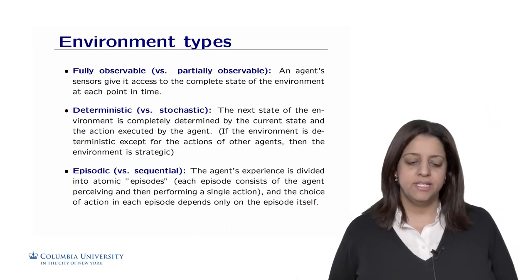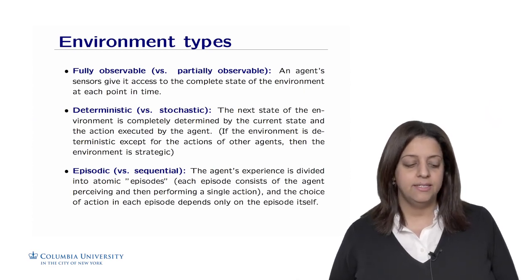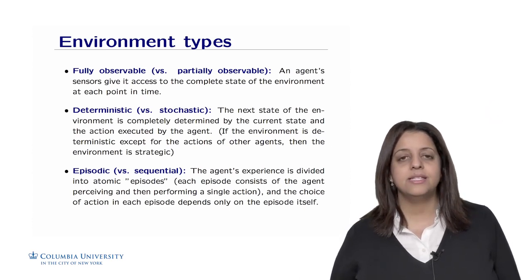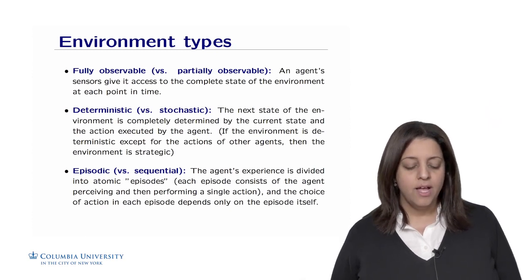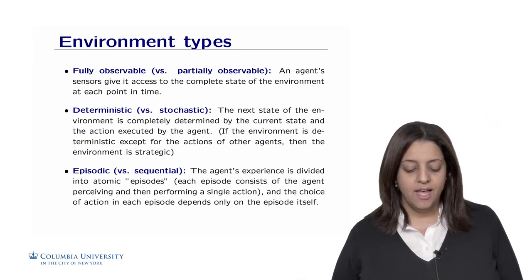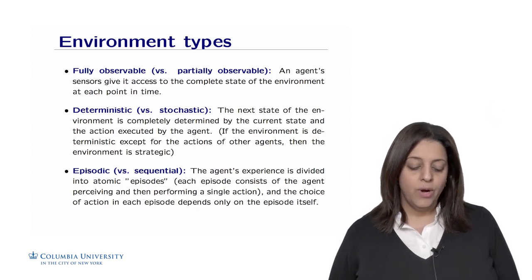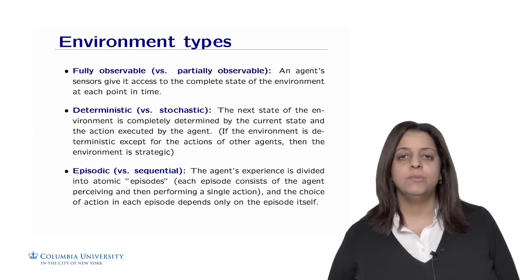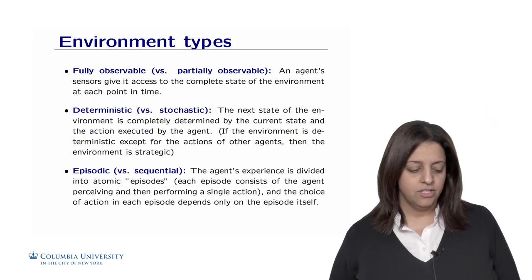An environment is deterministic when the next state of the environment is completely determined by the current state and the action executed by the agent. If the environment is deterministic except for the actions of the other agents, then the environment is called strategic. So basically, a car can't predict the behavior of other cars or the traffic conditions. The opposite of deterministic is non-deterministic, or what we call stochastic, in which uncertainty about outcomes is modeled or quantified in terms of probability. So you have this probability of making these actions for the agent.